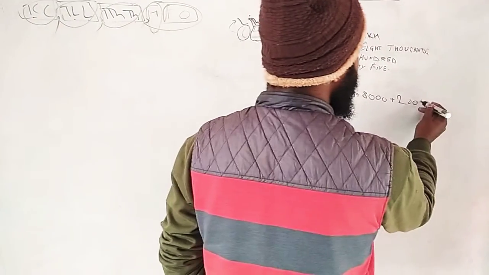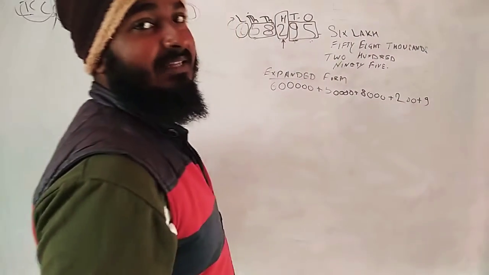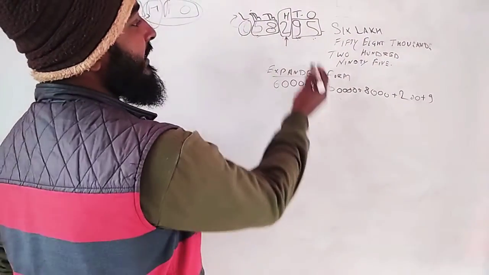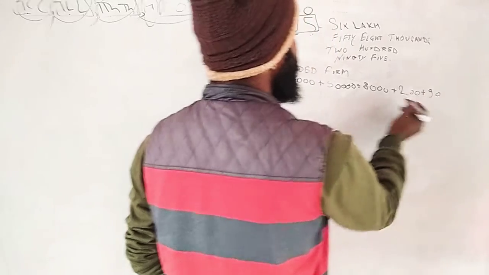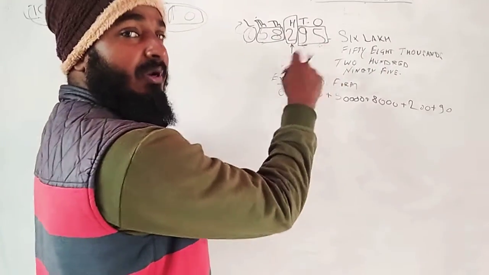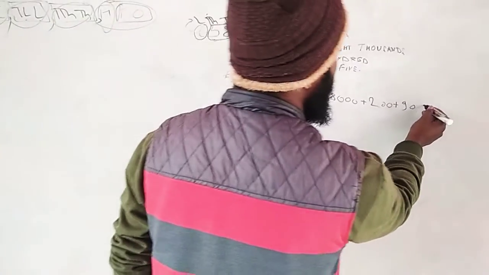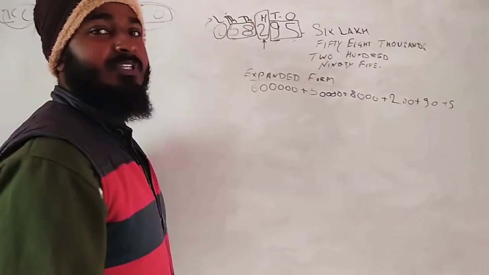So put a plus here and write the number. The number is 9. Take a 0 there because there's one digit after 9. Now put the number 5. This is the expanded form of this number.